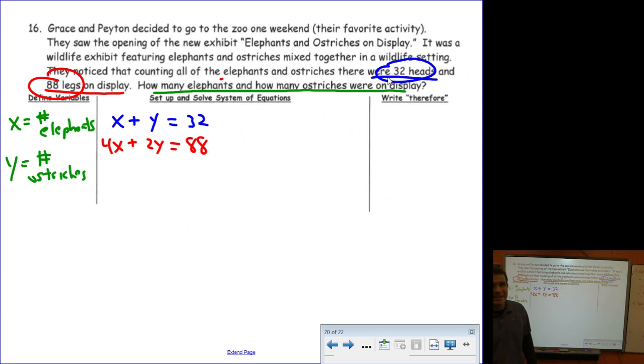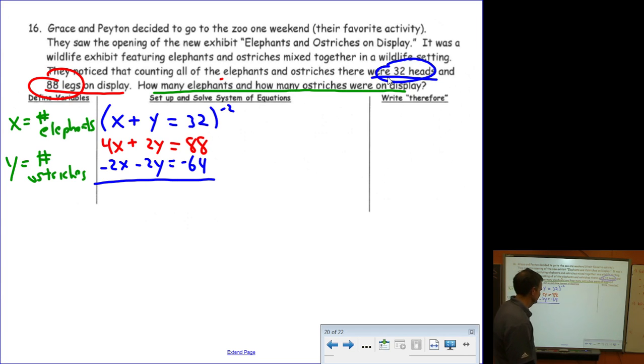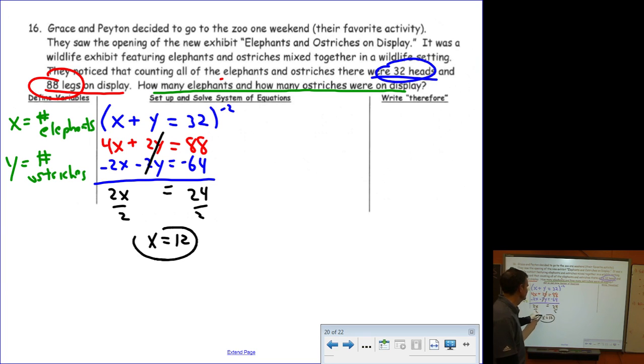Again, I would solve by elimination. I'd go ahead and multiply this first equation by -2, giving me -2x, -2y, and -64. And now I can add my 2 equations together, and I can get 2x, the y's are gone, 88 minus 64 is 24. And obviously now if I divide by 2, I get x equals 12.